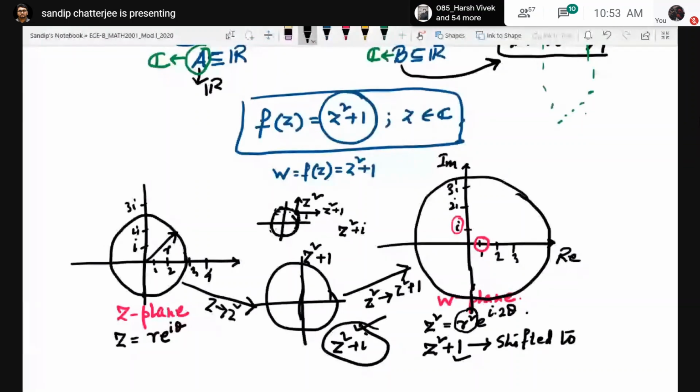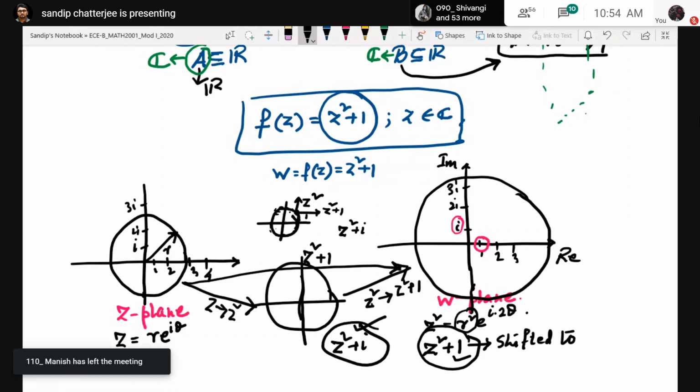You have two transformations. To think about z square plus 1, you can think about two transformations: one for z to z square and another for z square to z square plus 1. So as a composition of two transformations, you get where z moves as an effect of z square plus 1. Is it absolutely clear now?